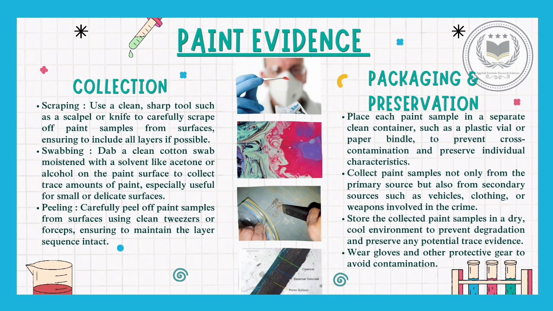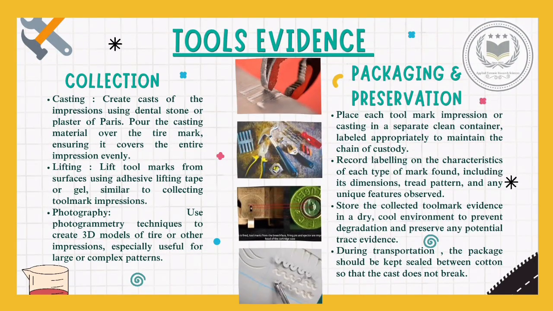One thing we must take care is that we should collect the paint evidence not only from the primary sources like walls, but also from the secondary sources like vehicles, clothing, or weapons. The last and the most important evidence is the tools evidence. That includes any kinds of tools, weapons, or tires, and the impressions made by them on the objects.